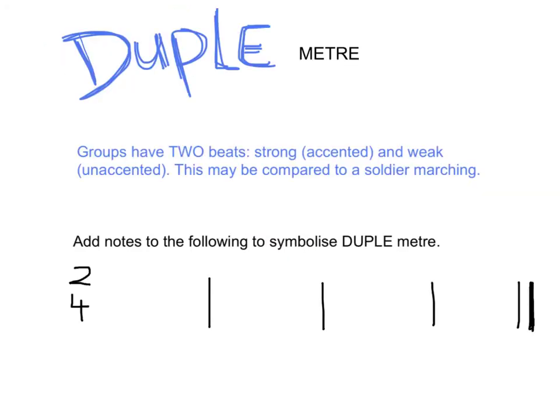When beats are grouped into 2, this is known as duple metre. It is made up of a strong or accented beat, which falls on the first beat, and a weak or unaccented beat, which falls on the second beat. This may be compared to a soldier marching, and may sound something like this.